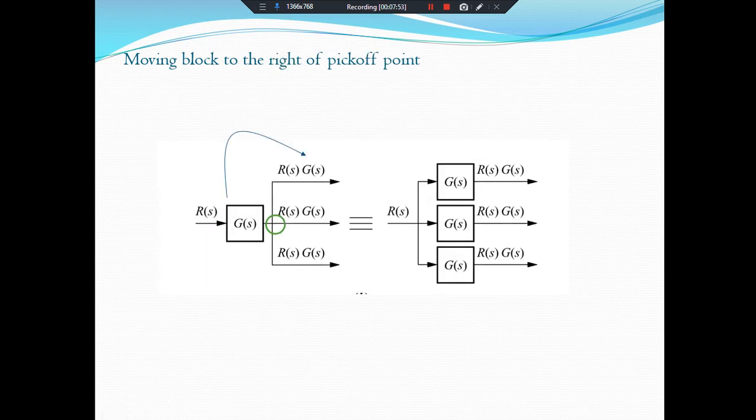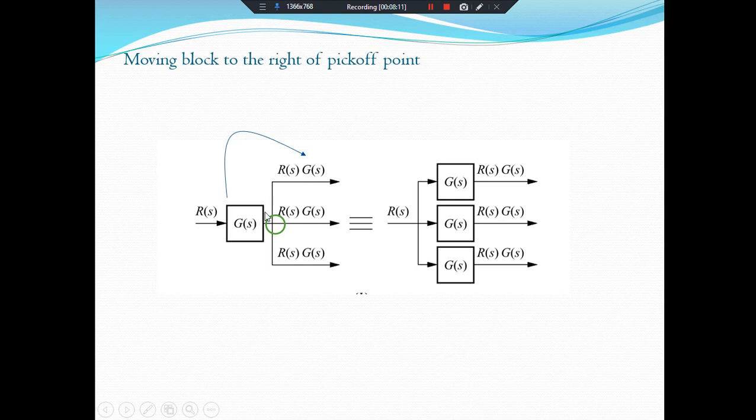Now the last case is this: if we move a block to the right of the pick-off point. Here is the G of S, and we want to move this block to the right of the pick-off point. What will happen?